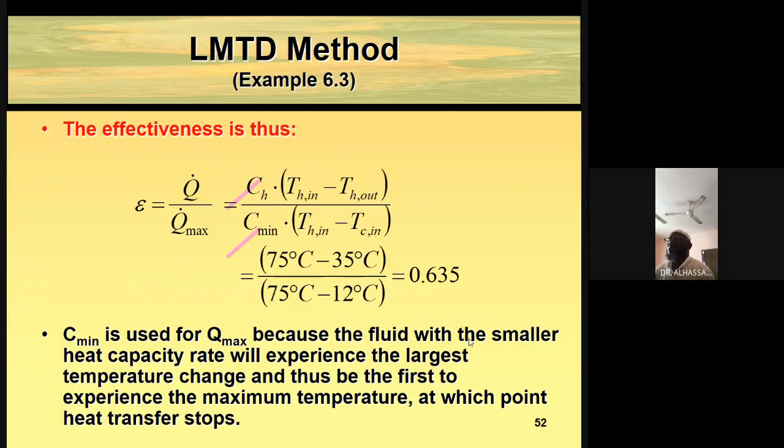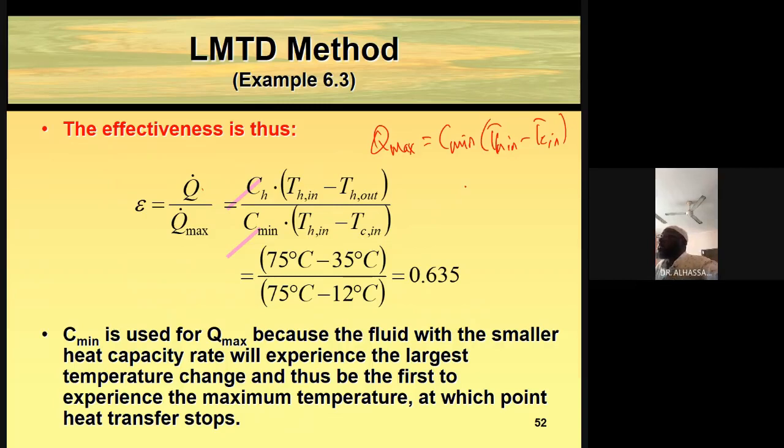Then by definition, effectiveness, which is the same as the performance or efficiency of the heat exchanger, is the ratio of the amount of heat transfer by the heat exchanger divided by the maximum possible amount of heat transfer. And this Q maximum is estimated according to C minimum times T_H inlet minus T cold inlet.